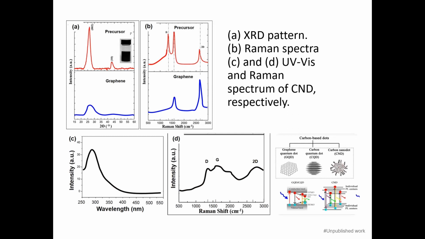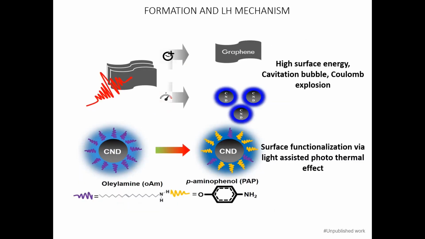So these are the characterization studies. We further characterize what is really going on to derive the mechanism of formation. These are the XRD pattern, UV and Raman spectroscopy, and this is the typical carbon-based material structure and their application towards optoelectronics. So here is the formation and the ligand hybridization mechanism.